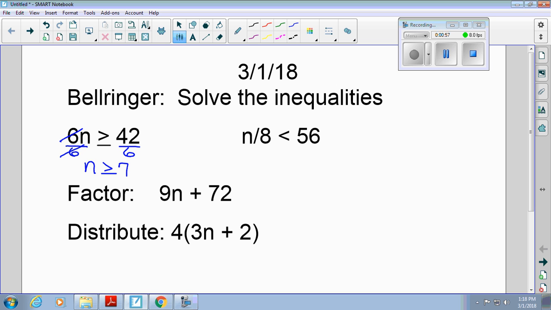Some kids were writing equals for all of these because they're so used to doing equations, and they're doing a great job with their equations. It's just, if it's an equation, make it an equal sign. If it's something else, just bring that down, right?